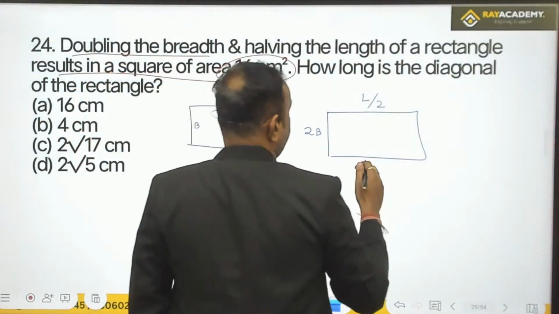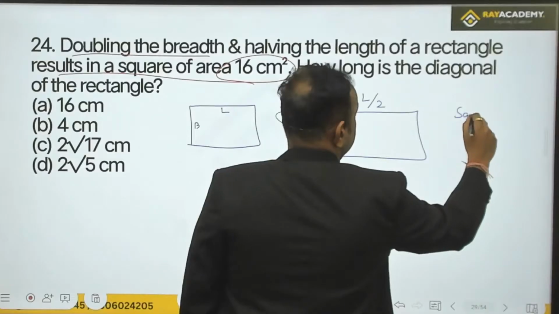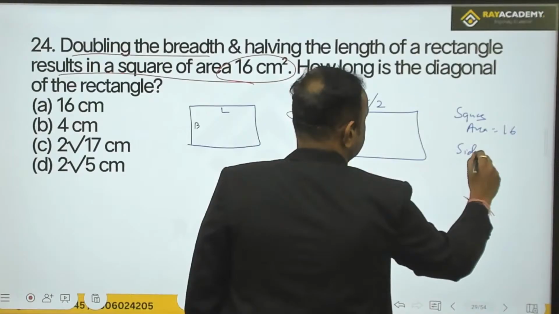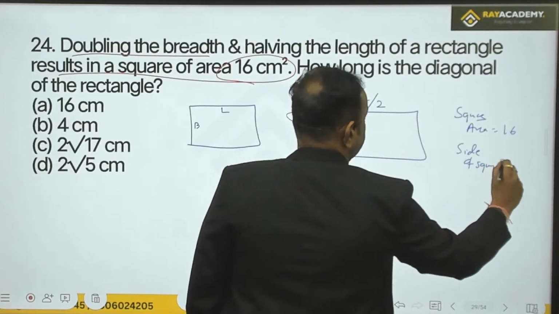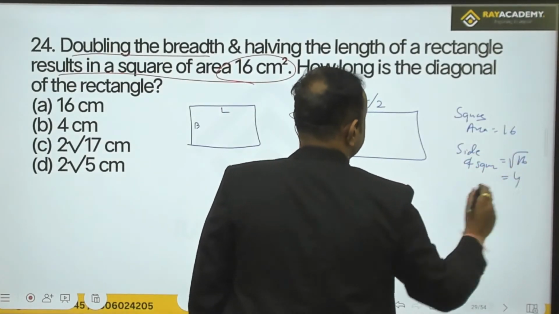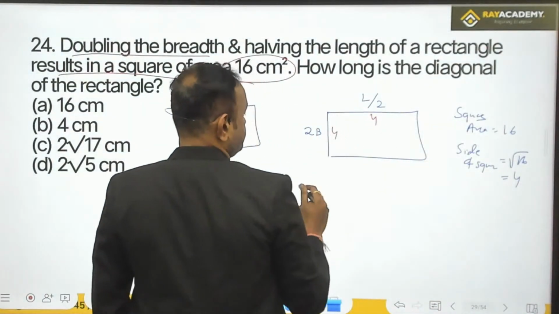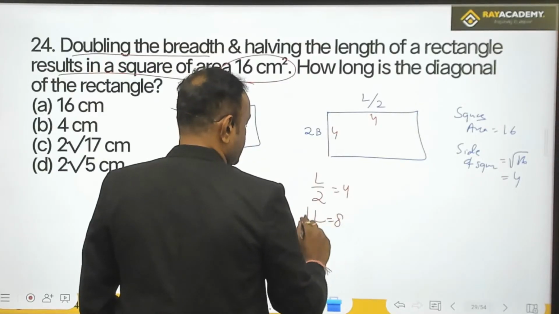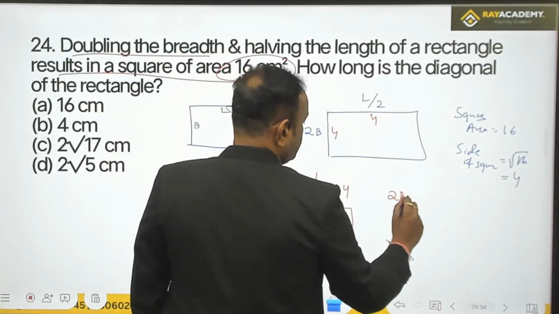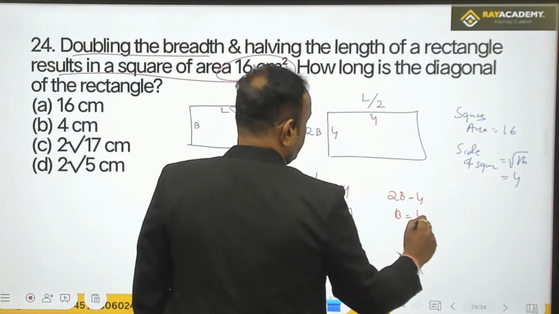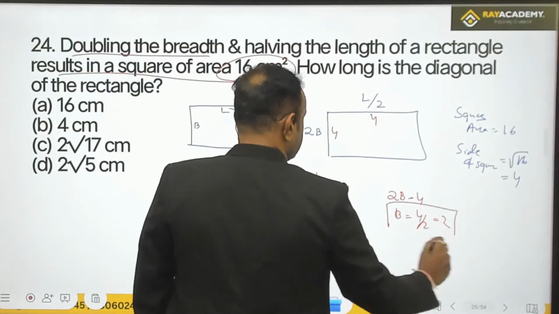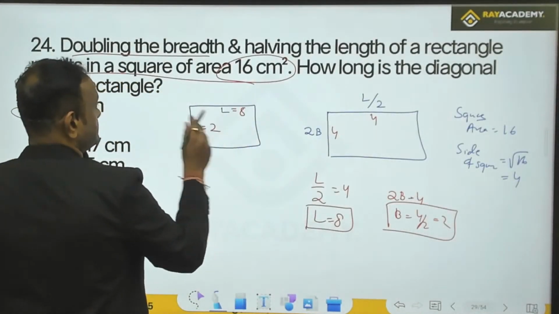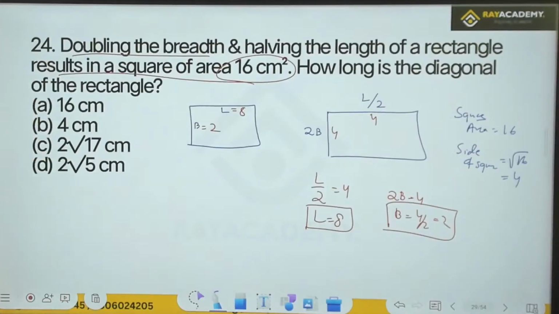The square area is 16, so what will the side of the square be? It is the square root of 16, that is 4. So this is 4, this is 4. So you get L by 2 equals 4, so L equals 8, and 2B equals 4, so B equals 4 by 2, that is 2. So the original rectangle had length 8 and breadth 2 from the given data.